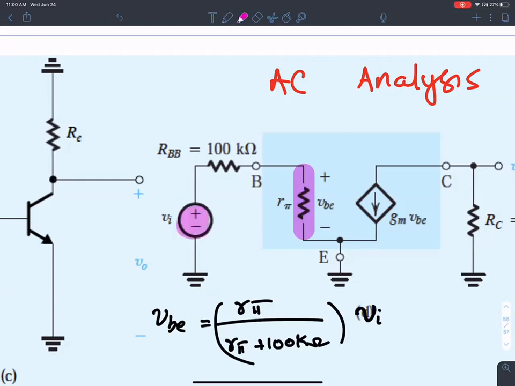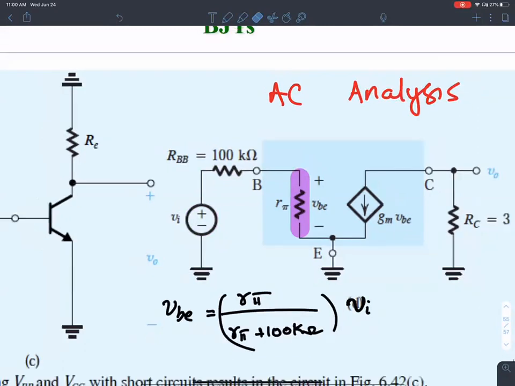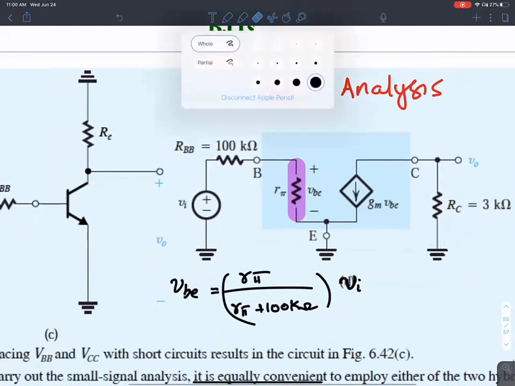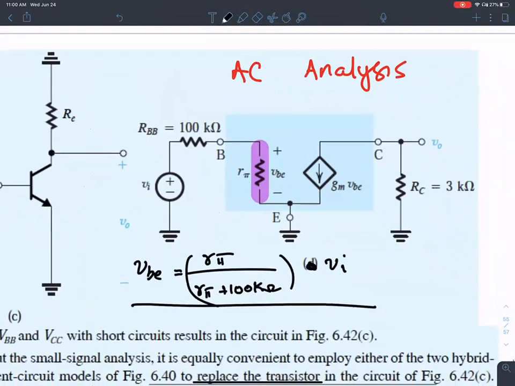So this voltage is supplied to two resistances, 100 kilo ohm and R pi. The voltage VBE that appears across R pi is simply voltage division. So VBE is VI times that division. Now, once I have VBE, I should be able to calculate this guy.